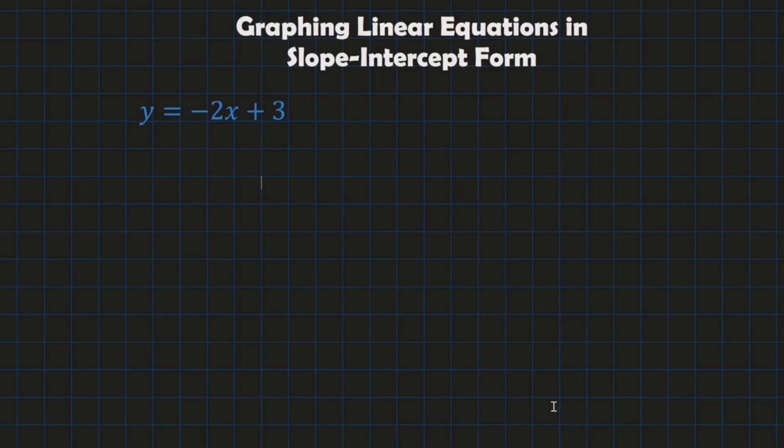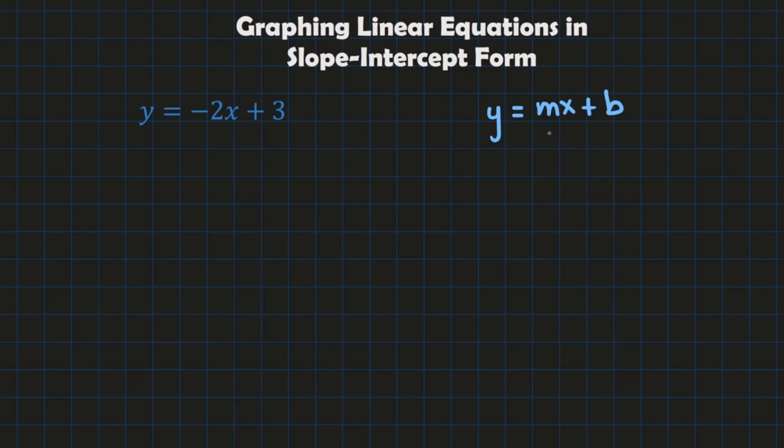Hi everyone. In this video, we will talk about how to graph linear equations if they are in slope-intercept form. If you don't know what the slope-intercept form is, let me quickly write it for you. It looks something like this: y equals mx plus b, when your y variable is isolated on one side and the rest of the variables are on the other side.